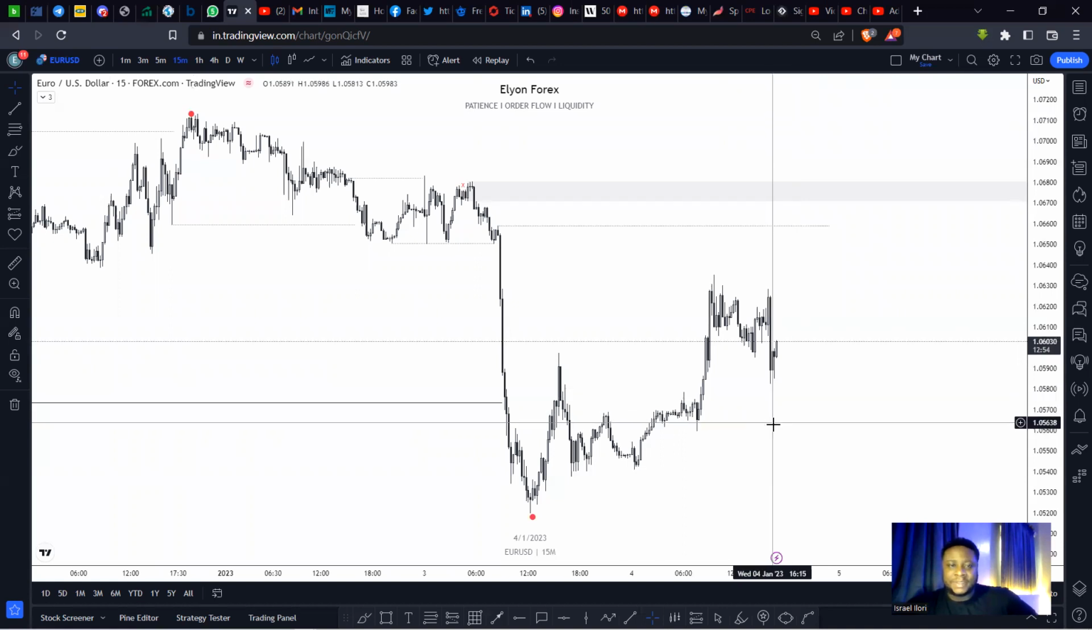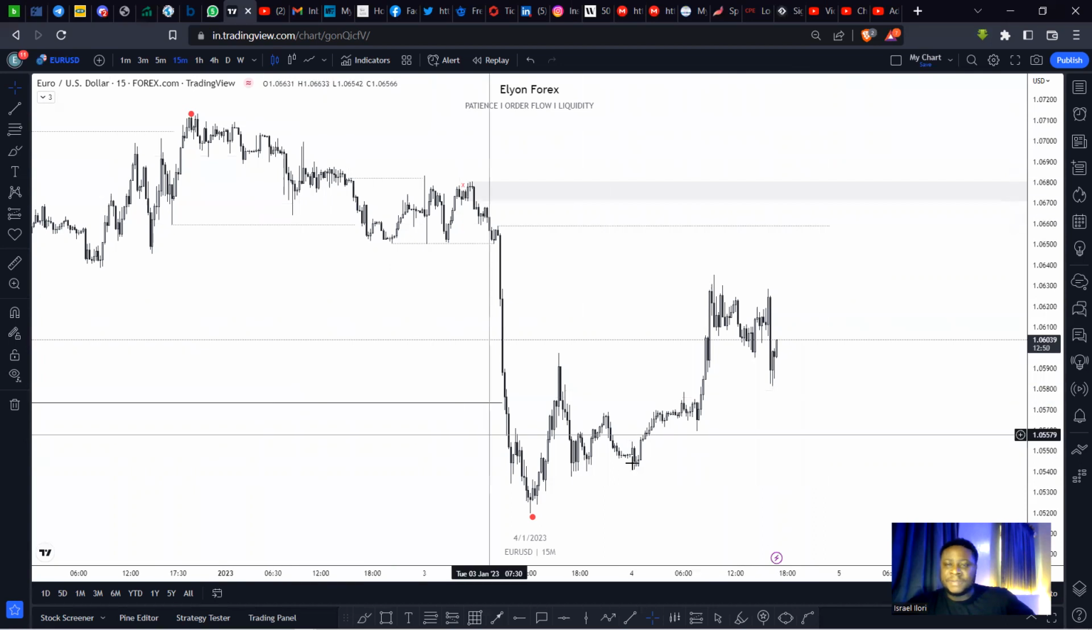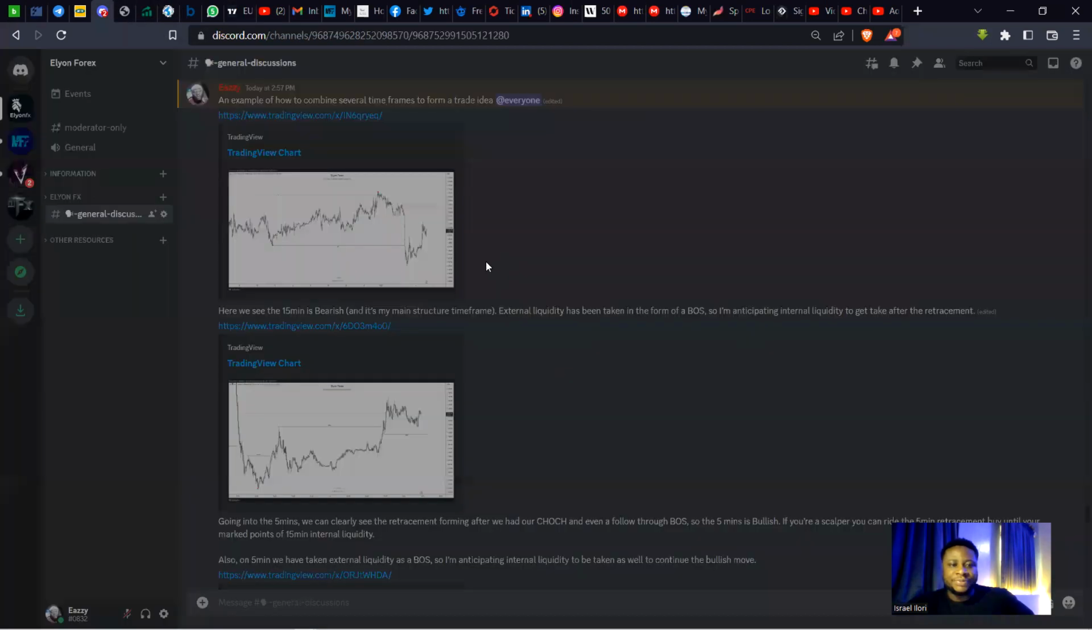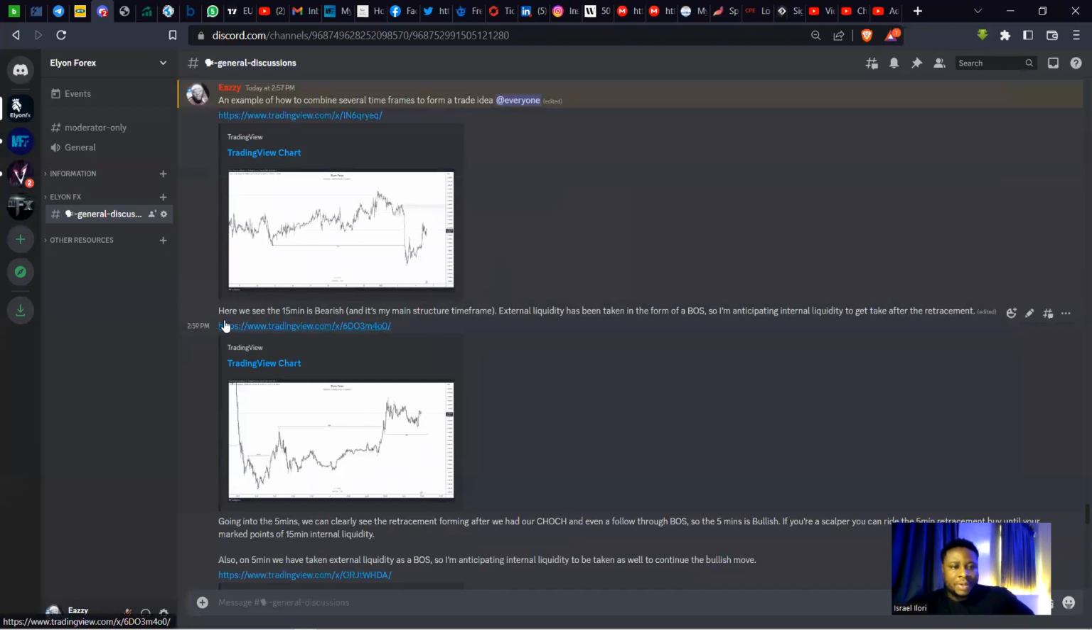Okay, so seeing that the 15 minutes is bearish, let me go back to the Discord channel and read what I wrote. You can see here that the 15 minutes is bearish and it's my main structure time frame.